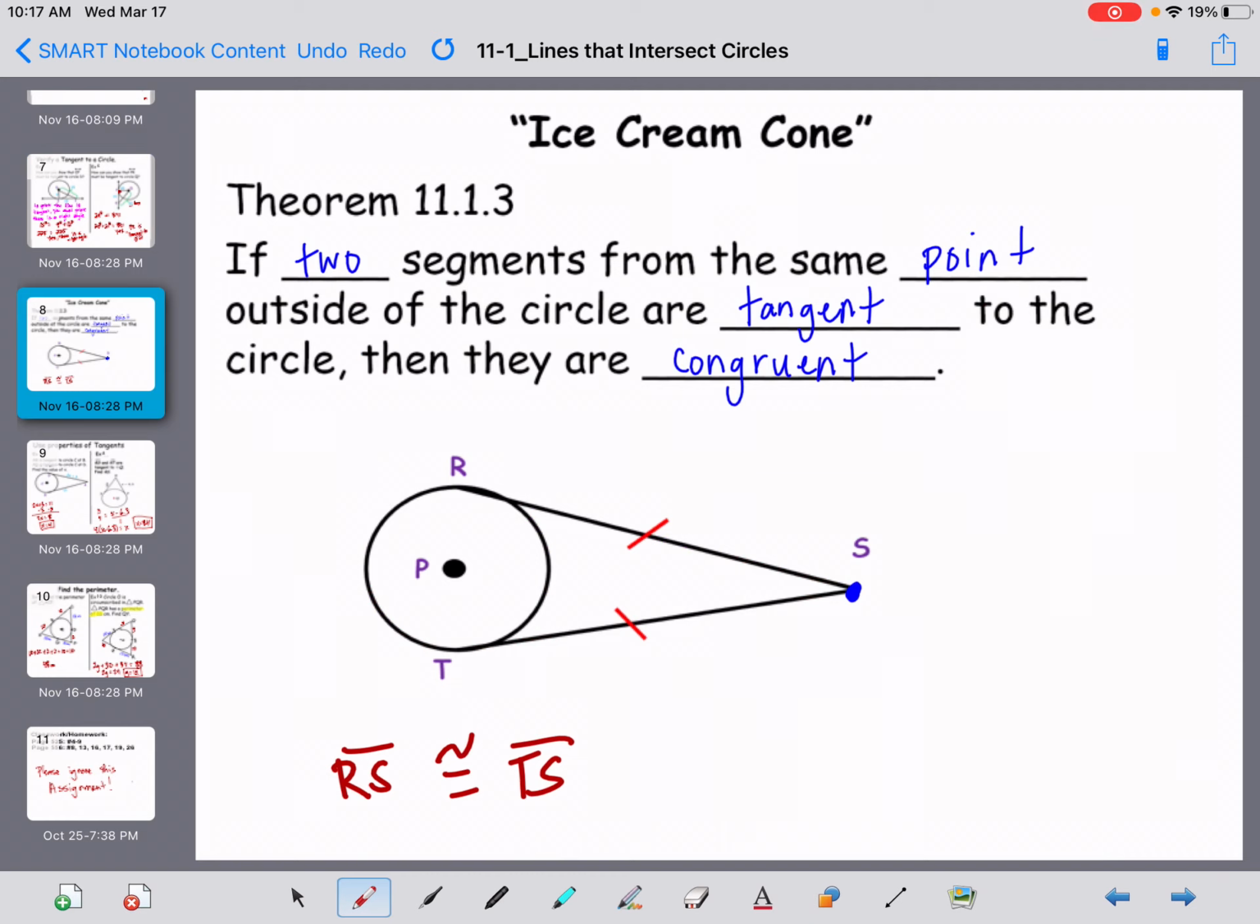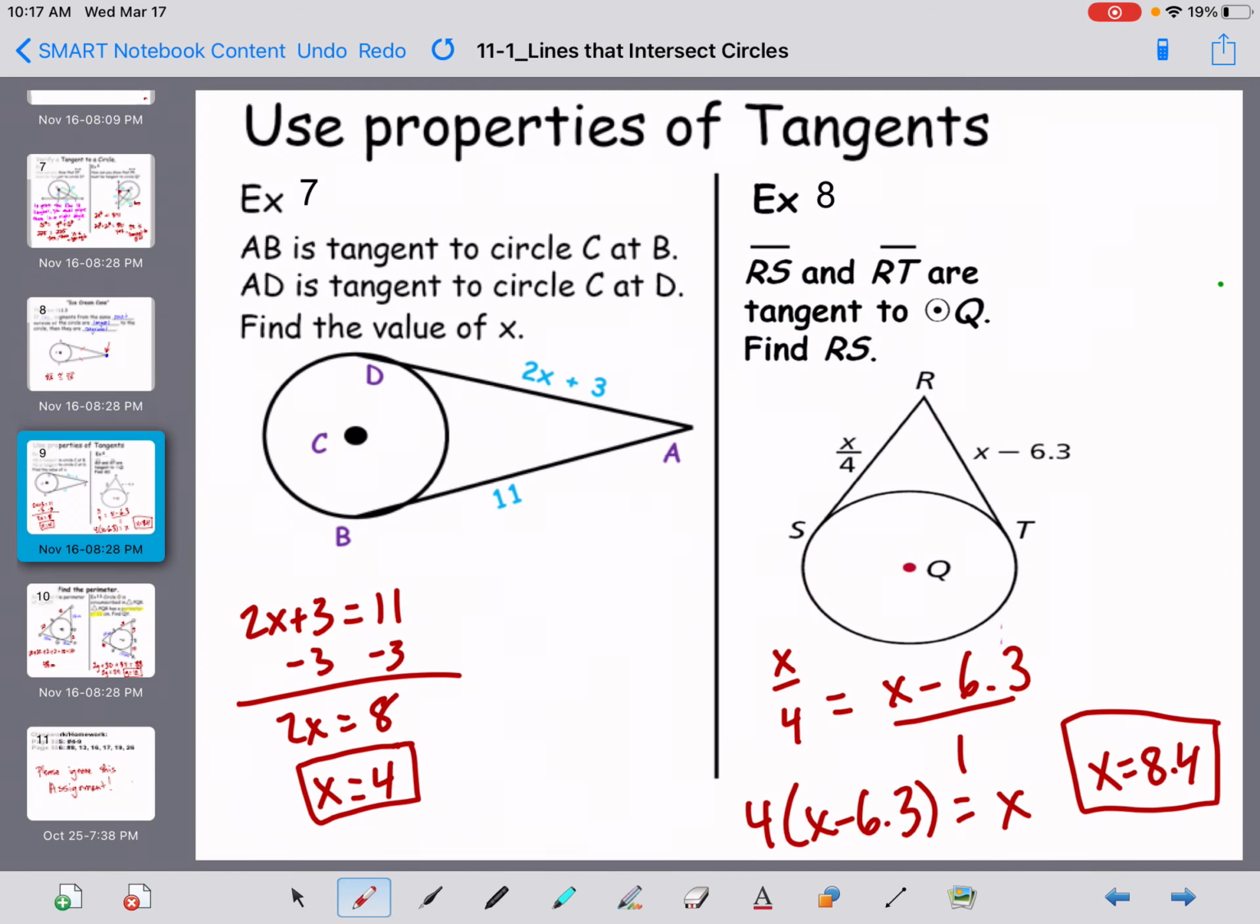Now we're going to talk about our ice cream cone theorem. If two segments from the same point outside of the circle, so there's my point outside of the circle, are tangent to the circle, then they're going to be congruent. So those two lines, RS and TS, are going to be congruent. And here's how we're going to use them.